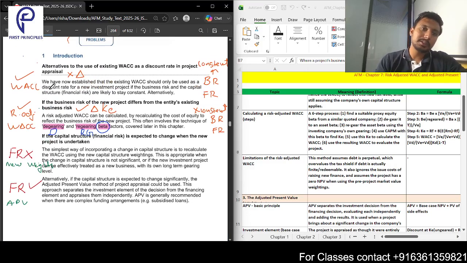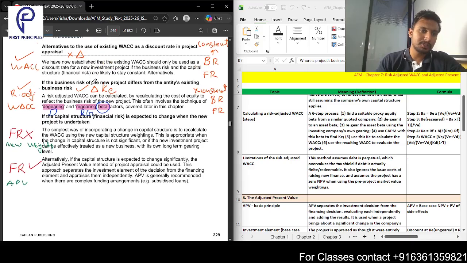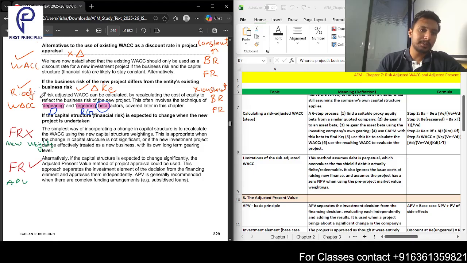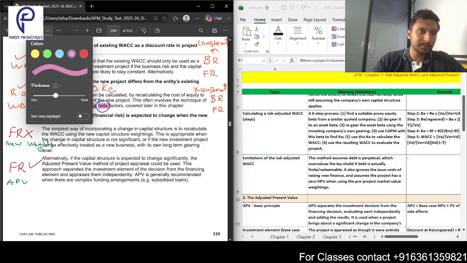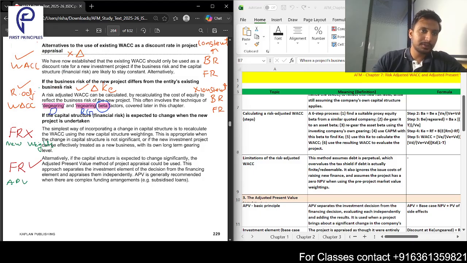We can use the WACC when the business risk and finance risk are not changing much, it's staying constant. But when the business risk and finance risk are changing, when the new project differs from the existing business risk. Here they've kept the focus just on the business risk, very specific to just the business risk. Okay, when the business risk on a new project differs from the existing business risk. And next they've told about the capital structure, the financial risk is expected to change, right?